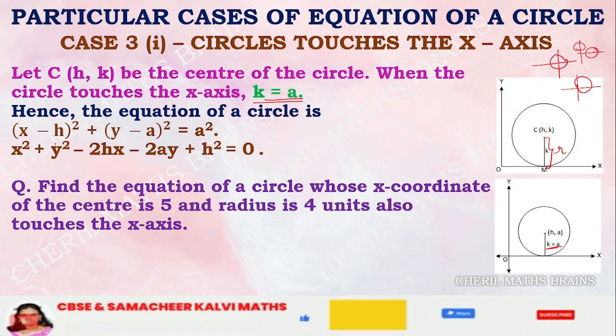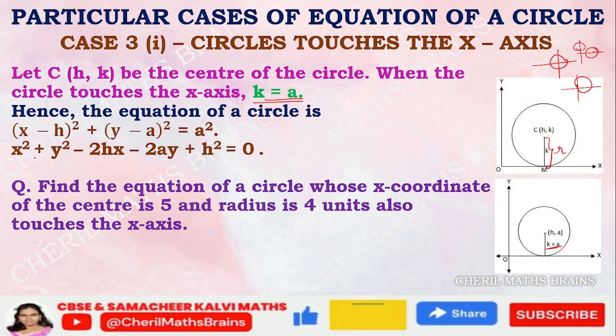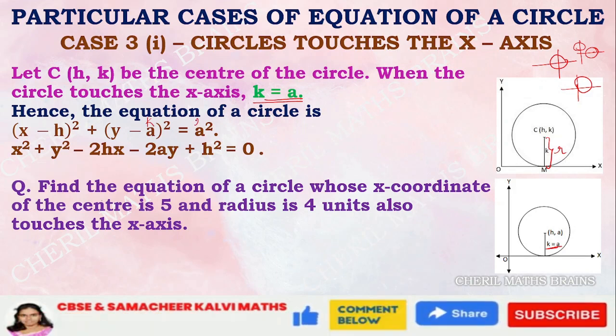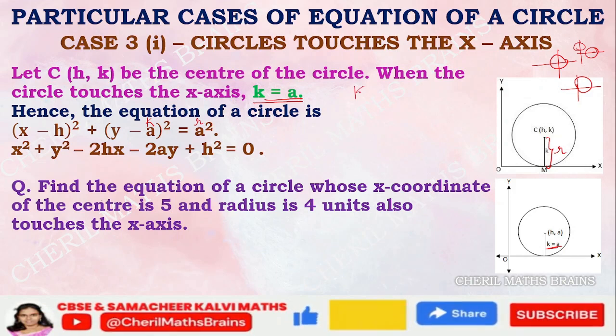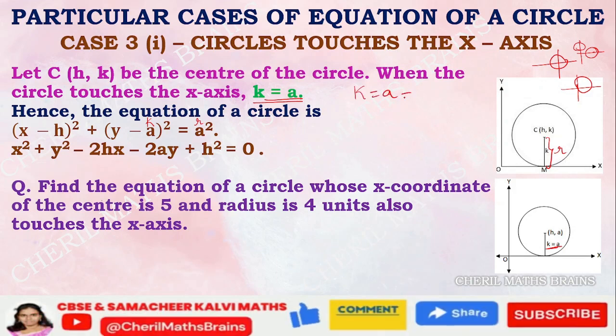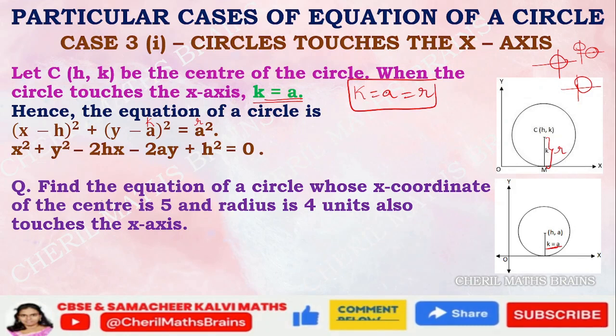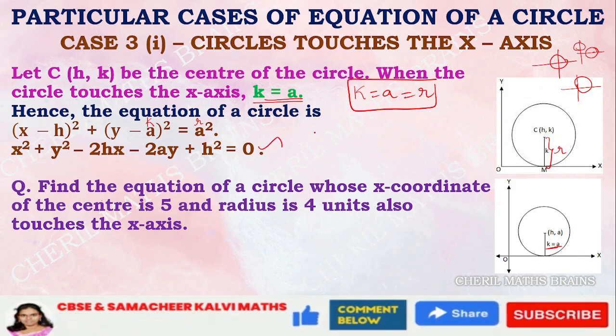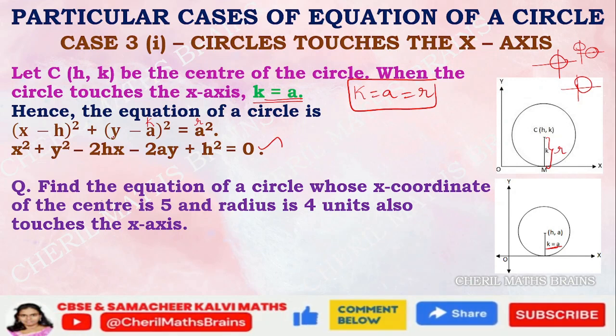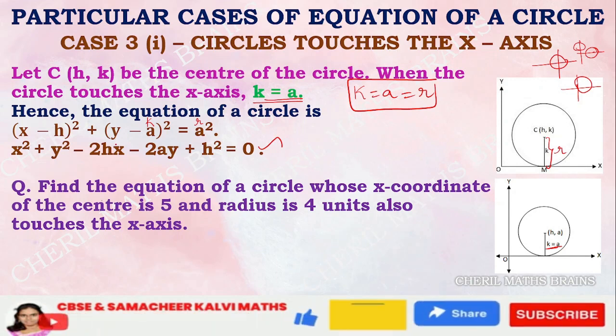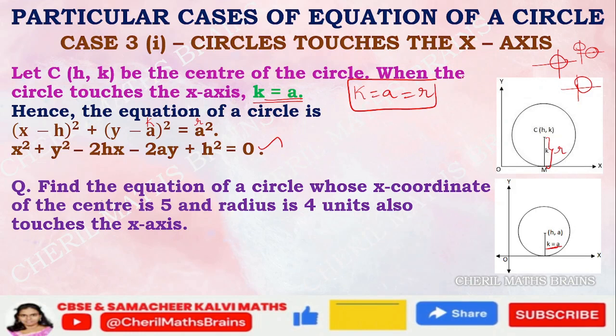In that case, again the basic equation of the circle is x minus h the whole square plus y minus k the whole square equal to r square. Instead of k, we substitute a. Here we see that k is equal to a, and that a is nothing but r. When we substitute like that, we get this equation. This is how you do it when the circle touches the x-axis. We will also do it for the y-axis in this video itself.